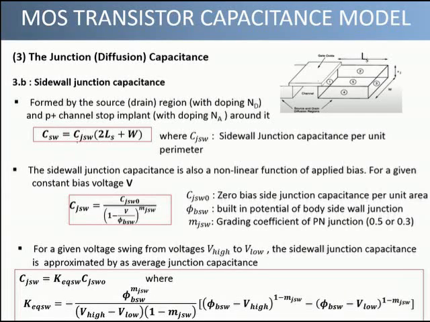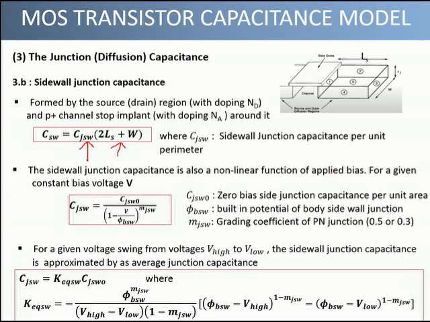The value of total sidewall junction capacitance is equal to the sidewall junction capacitance per unit perimeter, because it is along the sides of the transistor, multiplied by the perimeter of the PN junction, which is LS plus W. We leave this side because on this side there is no PN junction, because the channel is present. So the total perimeter length is 2LS plus W. Like the bottom plate junction capacitance, the sidewall junction capacitance is also a non-linear function of applied bias.